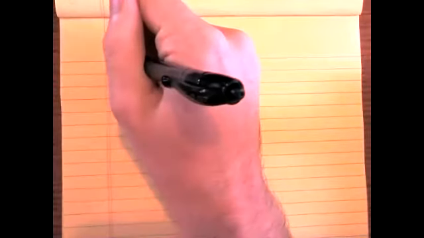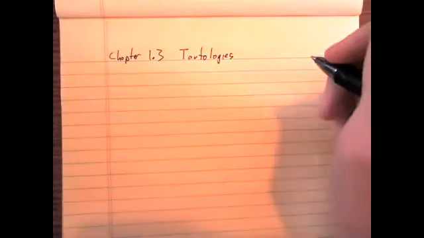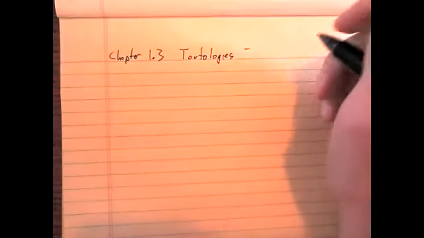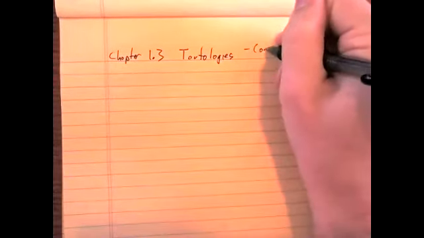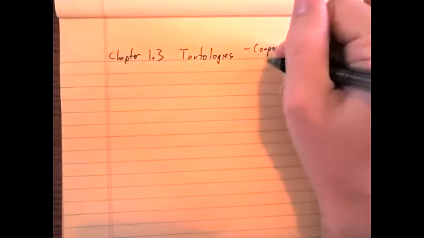So what we began last time was chapter 1, section 3, and we discussed the following two new kinds of propositions. We discussed tautologies. Can someone remind me what a tautology is? It's a compound proposition where the propositions are always true. Yep, truth value is always true.